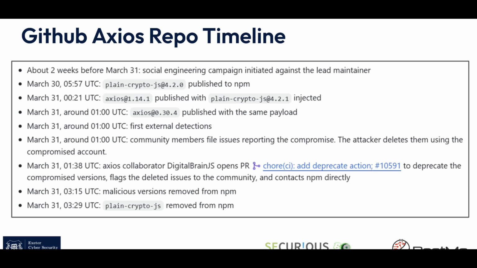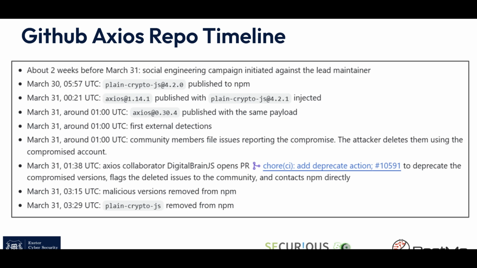And then the first collaborator, Digital Brain GS, opened a PR that said add deprecated. So I took a look at this PR. It mostly says this version is malicious. Please block the access. And he contacted npm directly. That's where he escalated things, because he saw that the lead maintainer was probably corrupted.